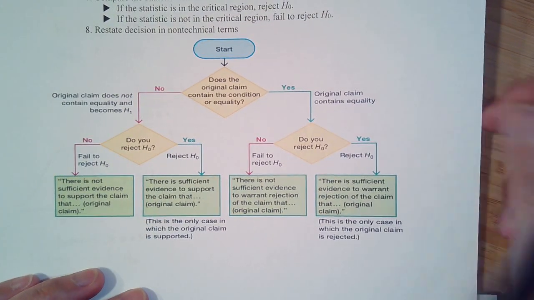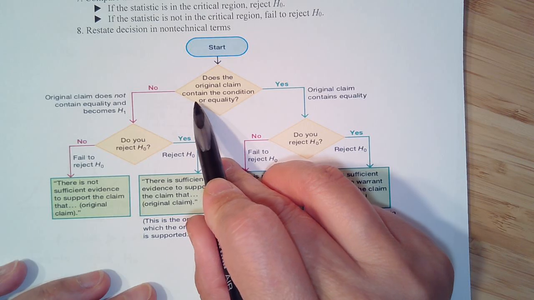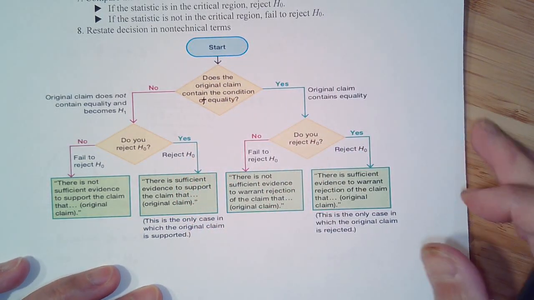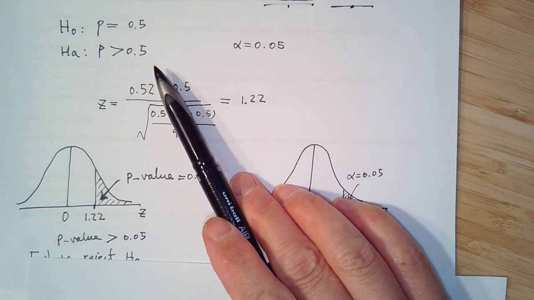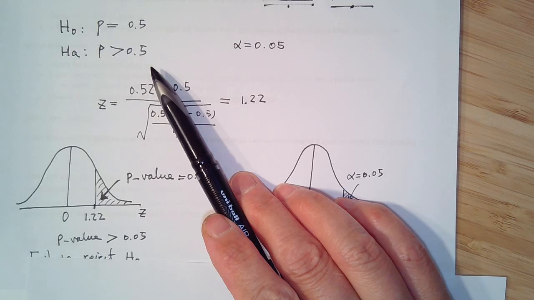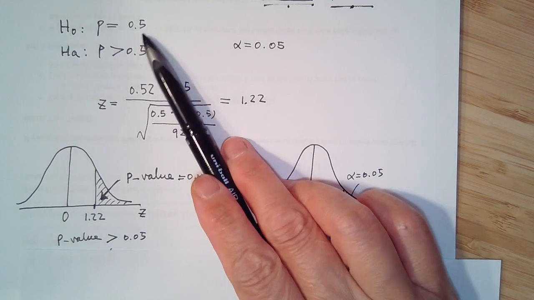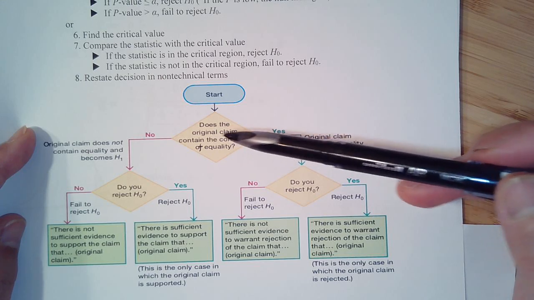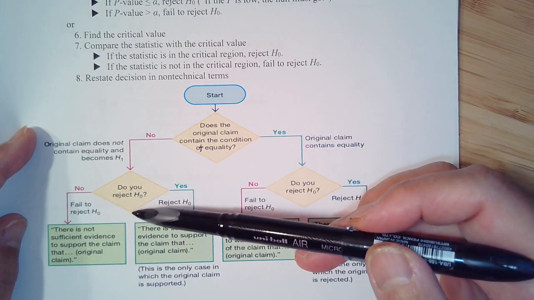Okay, there is a flow chart. We're going to start. Now, does the original claim contain the condition of equality? Here it should say "of equality"; I don't know why it says "or." What's the original claim? If you remember, they said most of the internet users choose two-factor authentication. So that was the original claim. The original claim does not contain equality. So in this case, does the original claim contain the condition of equality? The answer is no. Okay, then you would go down here.